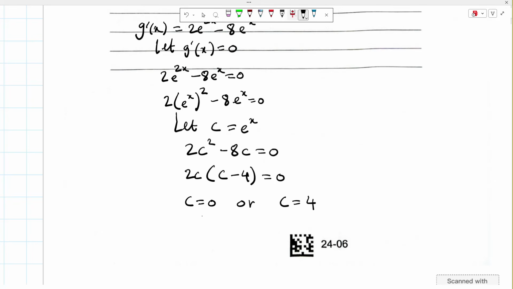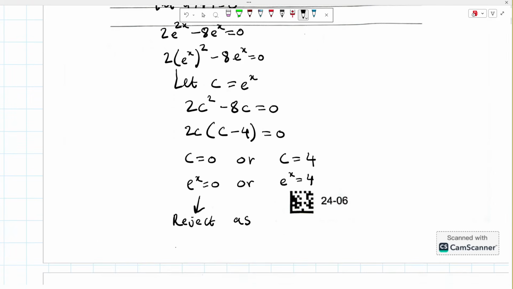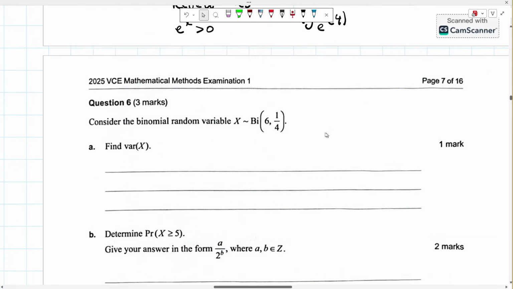Now, what was c again? That was e to the x. Now, e to the x is equal to 0 has no solutions, right? We're going to reject this because e to the x is actually always greater than 0. It can't give a value of exactly 0. This, however, will be log base e of 4, because e to the power of log base e of 4 is equal to 4. Once again, because e and log base e would cancel out.